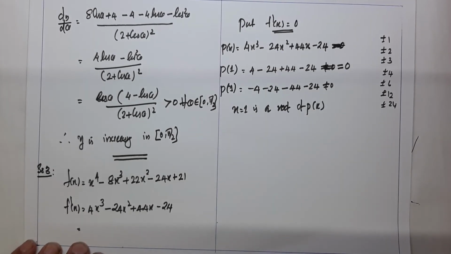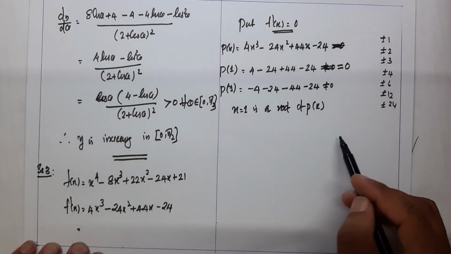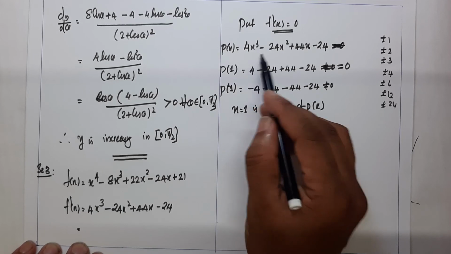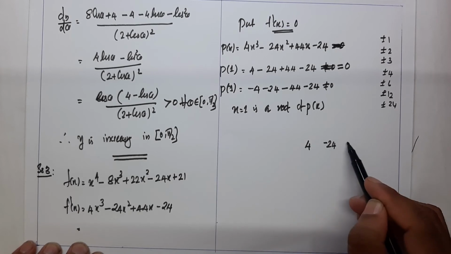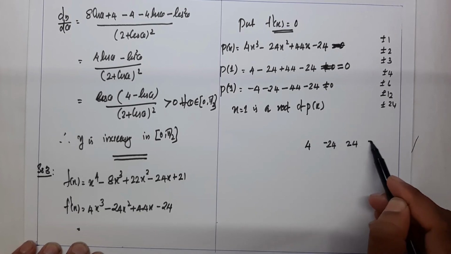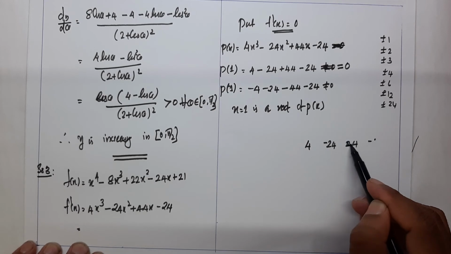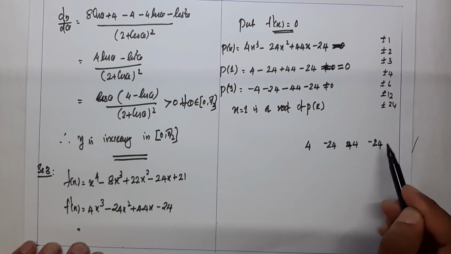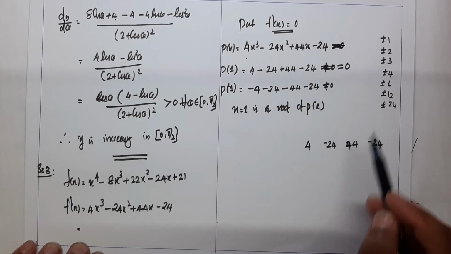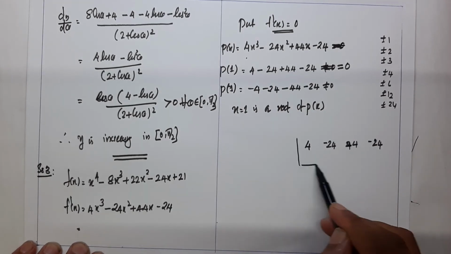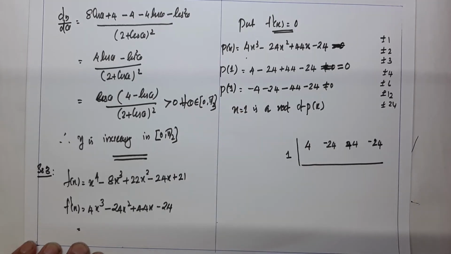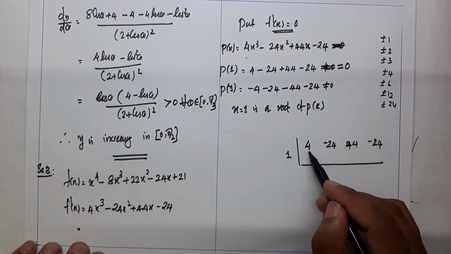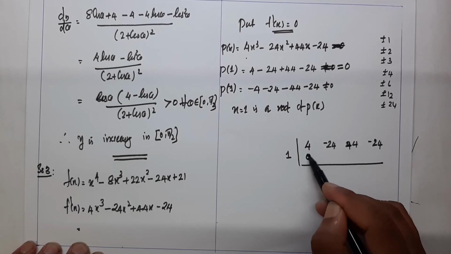Now we find the other two roots. Here we use the synthetic method. How to apply the synthetic method? First of all, we select the coefficients of this third degree equation: 4, then minus 24, then plus 44, and last is minus 24. We form a box. Here is the first root: our first root is x is equal to 1. Then we put a 0 under the first term.